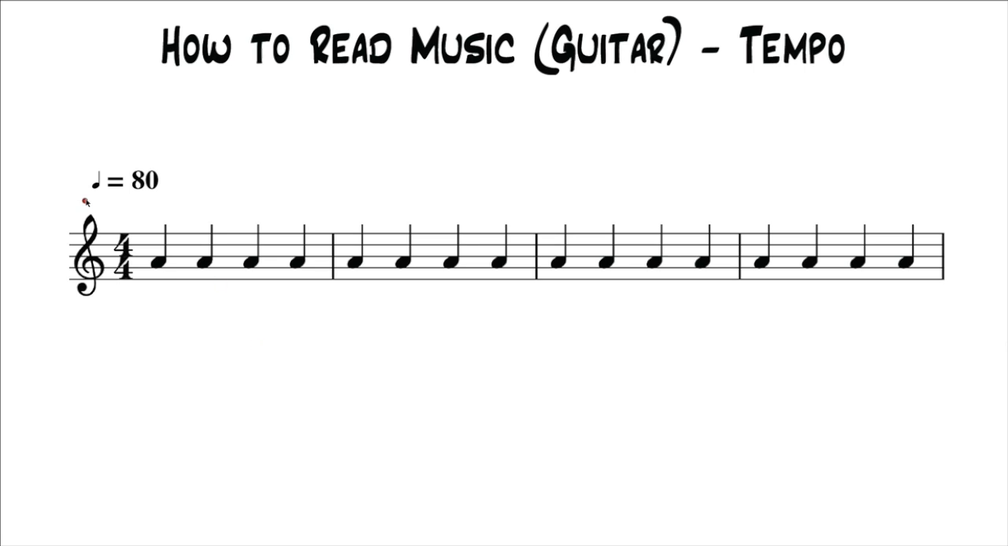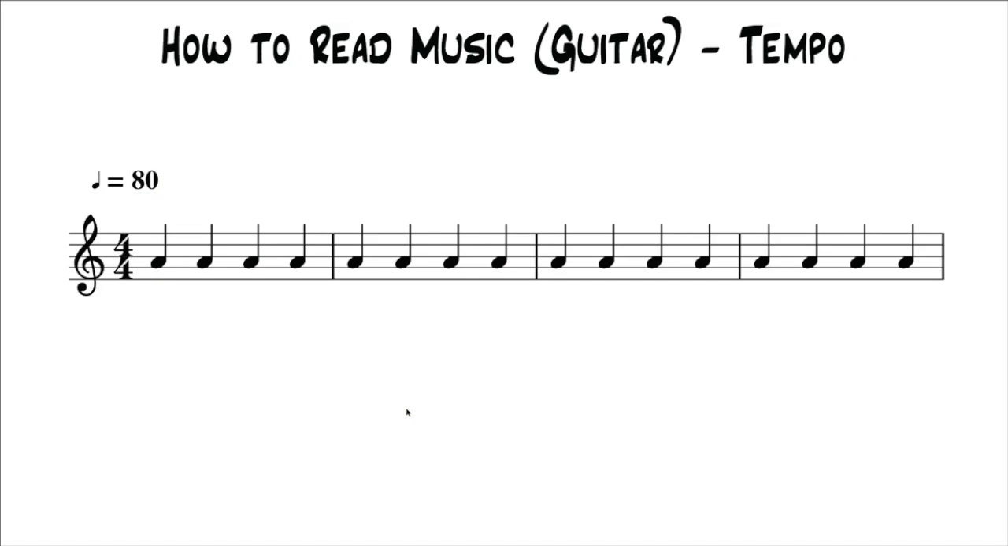Something where it would represent the beat, or the quarter note equals 80, which just means that it equals 80 BPM. So it's pretty self-explanatory. If you saw that the quarter note equals 80 BPM in this piece of 4/4 music, you would know exactly how fast to play this.